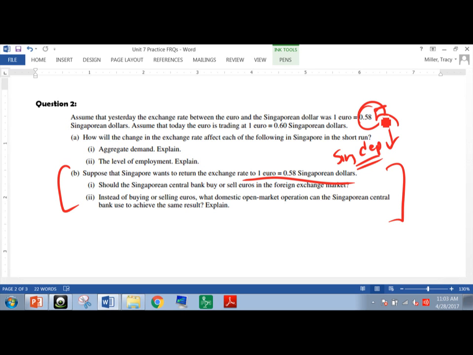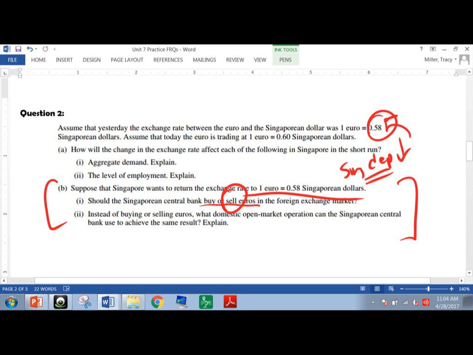Well, just like anything, to be more valuable, it needs to be more scarce, or it needs to be in a lower supply. So the question says, should the Singaporean central bank buy or sell euros on the foreign exchange market? Again, compare these two currencies to each other. If one currency appreciates, the Singaporean dollar, that's what we want, the other currency should then depreciate because they each get a role. So to depreciate the euro, I need to have more euros out there floating around on the foreign exchange market. So we're going to sell the euros.